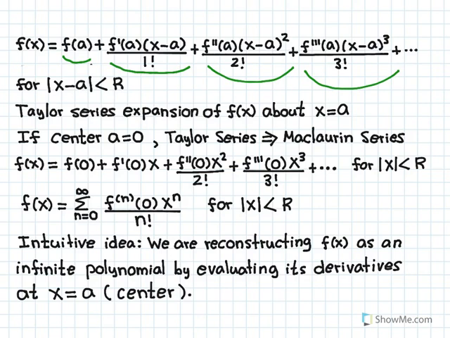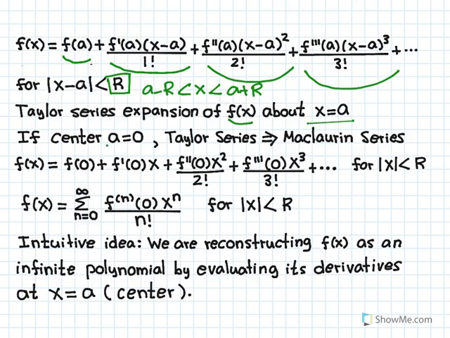And the interval of convergence is x is between a minus r and a plus r. The radius of convergence is, of course, r. This is the radius of convergence. So we now have the Taylor series expansion of the function about the center x equals a.